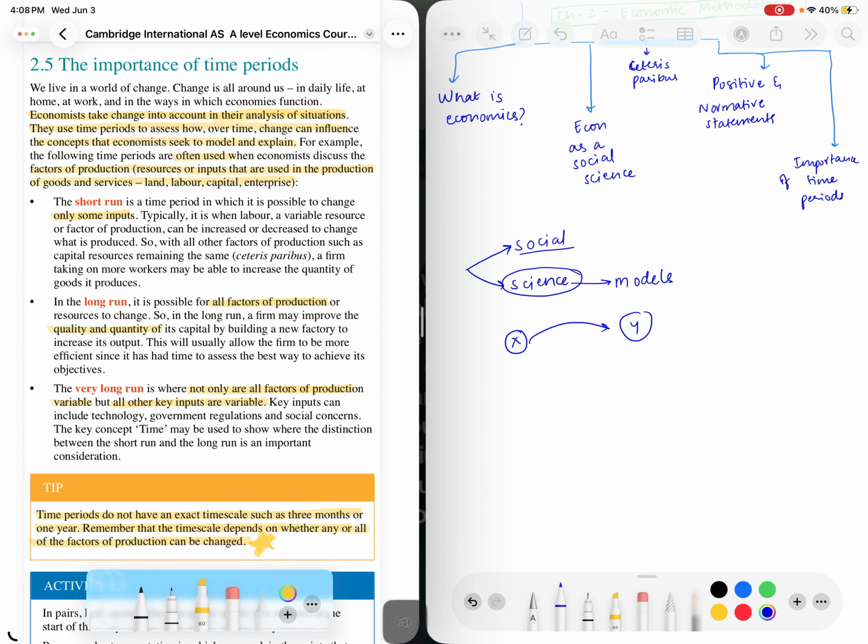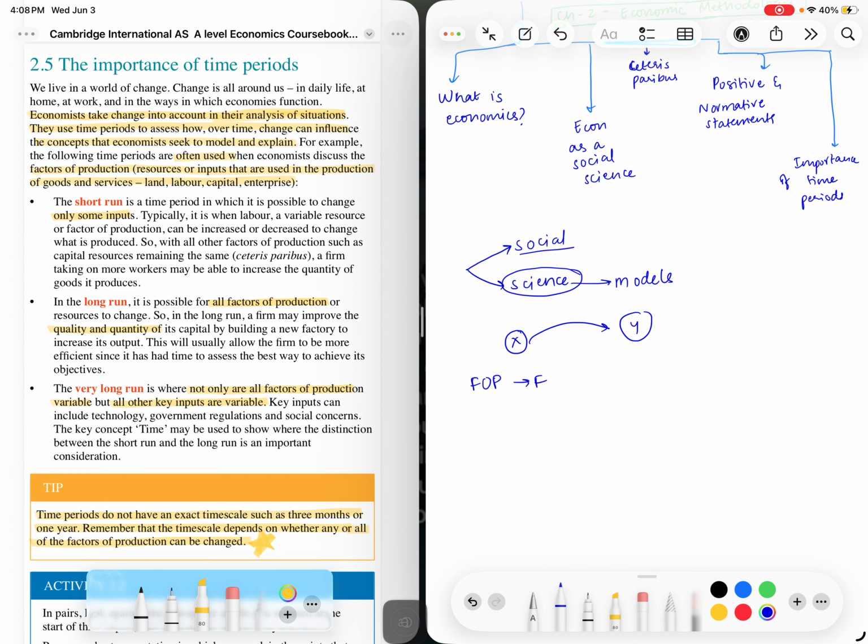Now, as we can recall, what are the factors of production? FOP, as in factors of production, are four: land, labor, capital, which is basically money, and enterprise, which is basically a firm which enables all of these other three and produces an output, right? So these are the four factors of production.